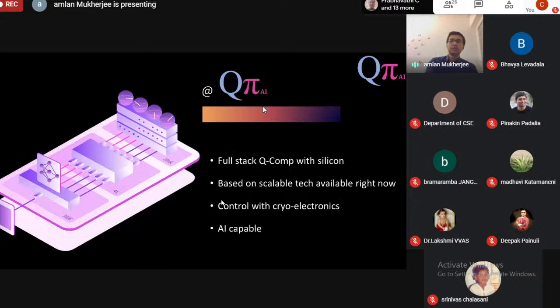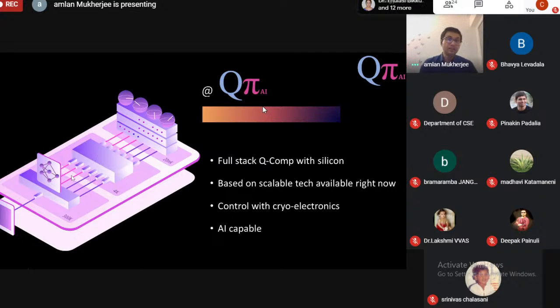Yeah, so this brings us to our company. What we are trying to do here is develop a full stack quantum computer based on silicon. Pinakin will tell more about this. It is based on scalable technology, it's available right now, it's not in the future. We will control our qubits using cryogenic electronics. You see, our qubits are sitting at 20 millikelvin. We are controlling with 4 Kelvin cryogenic electronics. This is also new. This is done actually not in many places. We don't have confirmation even from Google that they have done it properly.